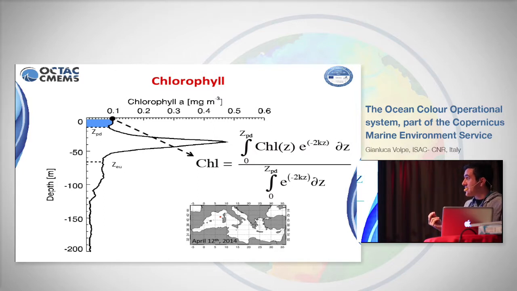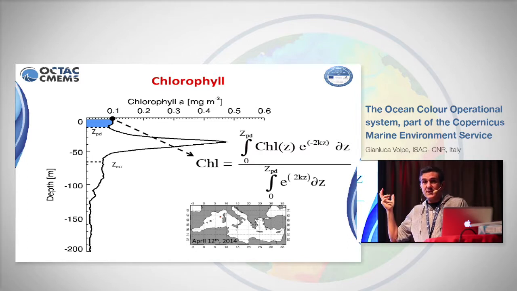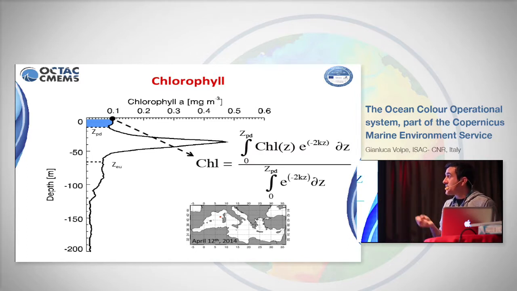An important point is that ocean color is a very effective tool, but gives you a layer much thicker than the SST, for example, but still you can miss very important features like the DCM, which in this case varies by a factor of 5 with respect to its surface value.